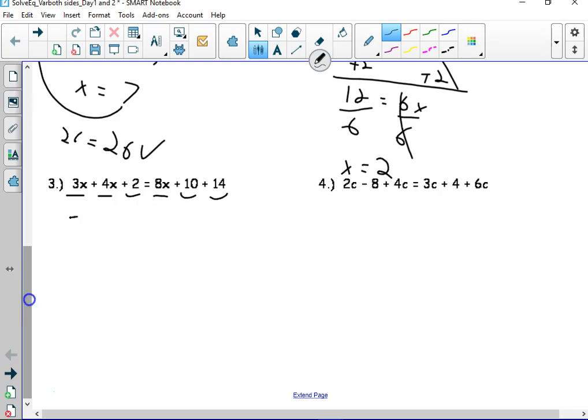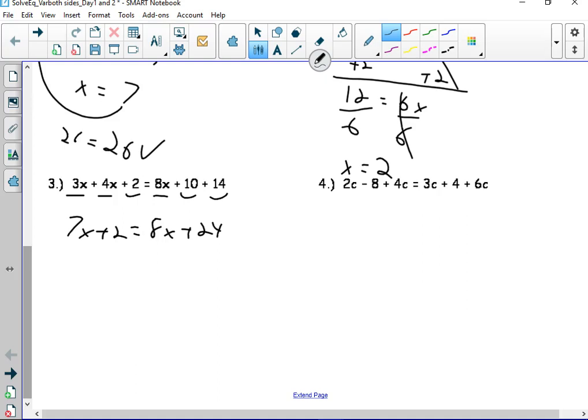4x plus 3x is 7x plus 2. 8x is just 8x. It has nobody. 10 plus 14 is 24. Now we're right back to problems that look like 1 and 2. We have a letter and a variable and a number on each side.